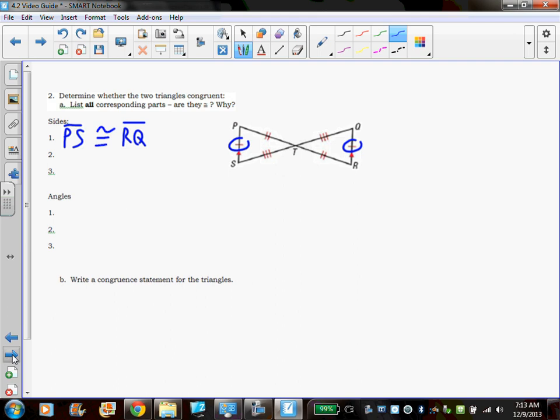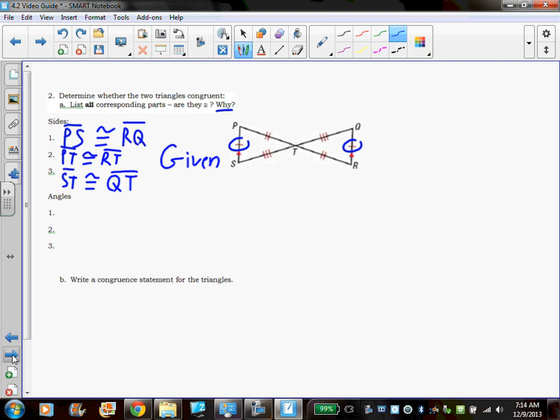And likewise, we know that PT is congruent to RT, and we know that ST is congruent to QT. And the reason that we would say for all of these is just one word. What you would say as the reason for these, the why, is that this information was given to us.